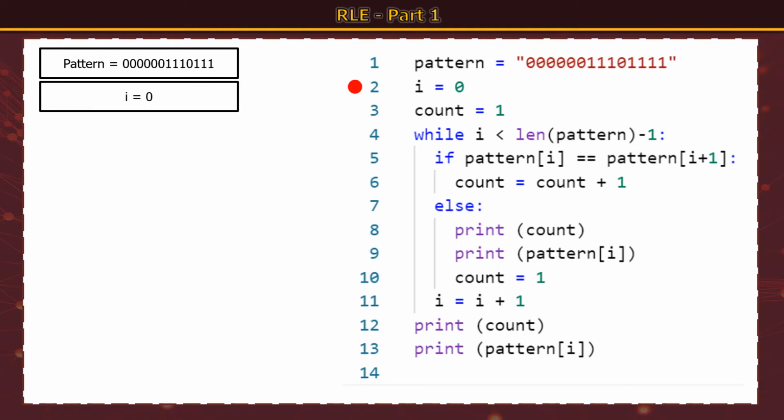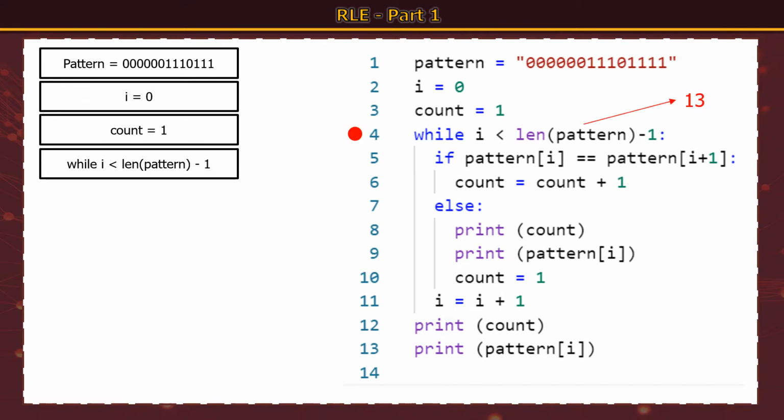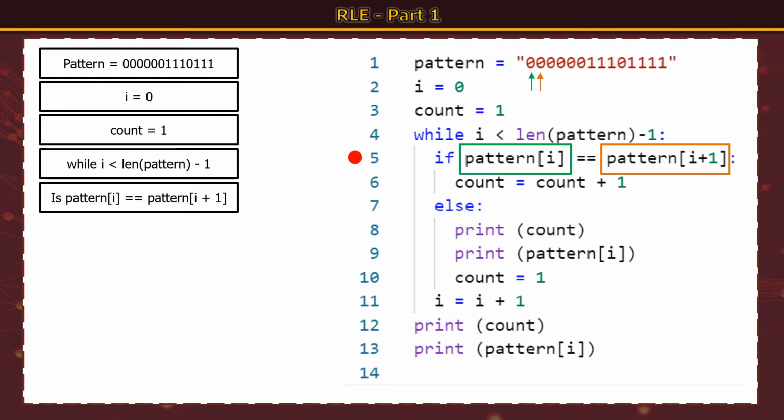On line 2, I is assigned the value of 0, and on line 3, count is assigned the value of 1. On line 4, we check this condition: while I is less than the length of pattern minus 1. Now pattern has 14 zeros and ones, a combination of them within it. So the length of pattern minus 1 will give us 13. I is 0, so while 0 is less than 13, we would go inside of this condition. And we'd end up here on line 5 at the if statement.